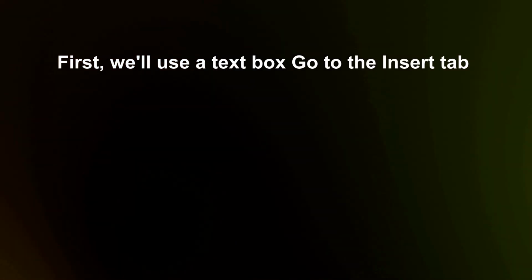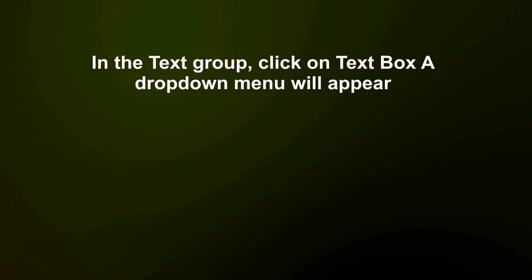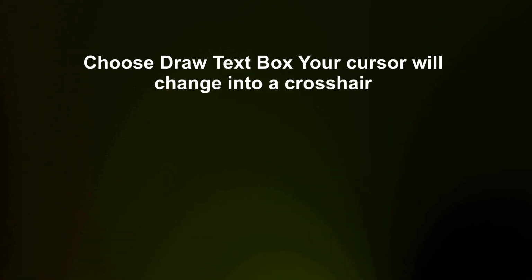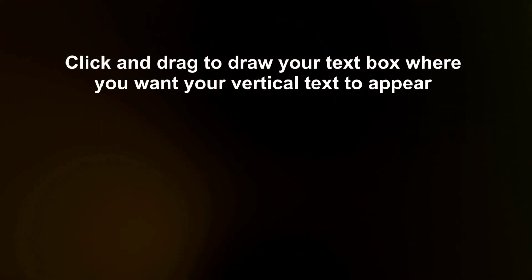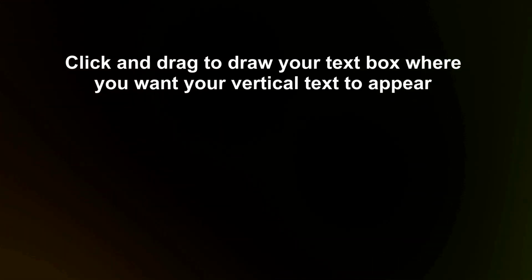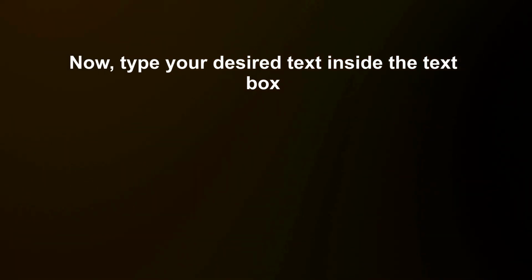First, we'll use a text box. Go to the Insert tab. In the text group, click on Text Box. A drop-down menu will appear. Choose Draw Text Box. Your cursor will change into a crosshair. Click and drag to draw your text box where you want your vertical text to appear. Now, type your desired text inside the text box.